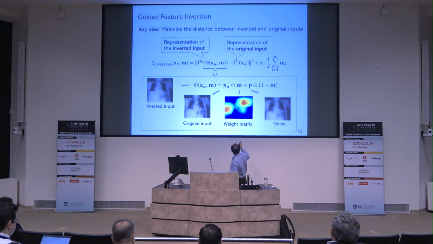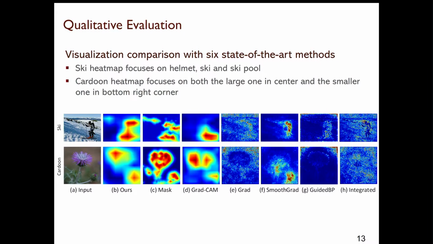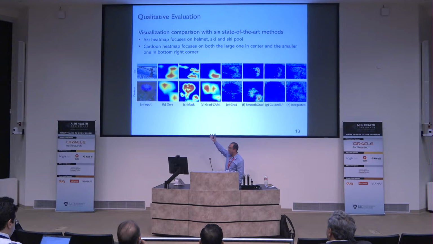We also have one part to prevent the overfitting problem. By solving this optimization problem, we are able to output the interpretation. We also conducted some qualitative evaluation, and specifically, we show a visualization comparison with six other state-of-the-art interpretation methods. Here we show two case studies. The first image is related to ski, and the lower part is related to a flower cartoon.